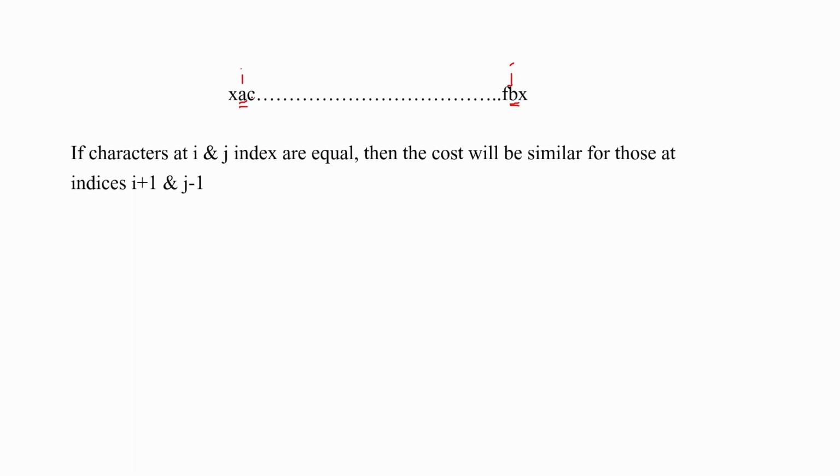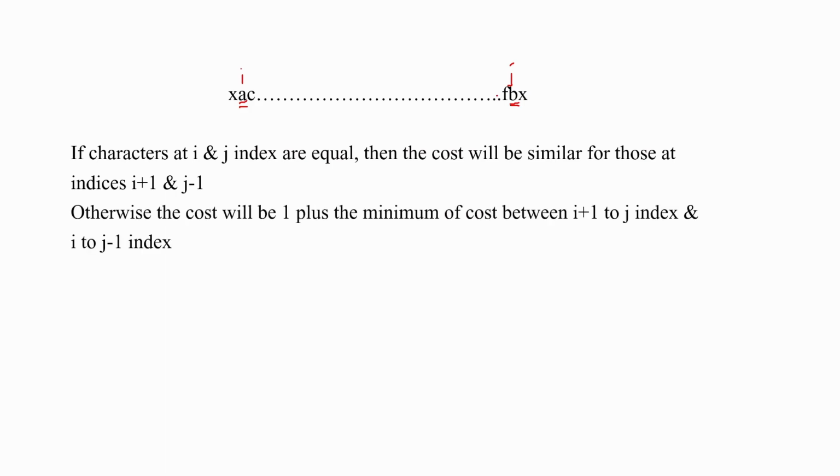That means we consider the string from the indices i to j minus 1. And since we considered both the cases, we will take the minimum of those cases. And since in each case we decrease one, we remove one character, so we will add 1 to our cost, which means if the characters at indices i and j are not equal, then the cost will be 1 plus the minimum of cost between i plus 1 to jth index and i to j minus 1th index.